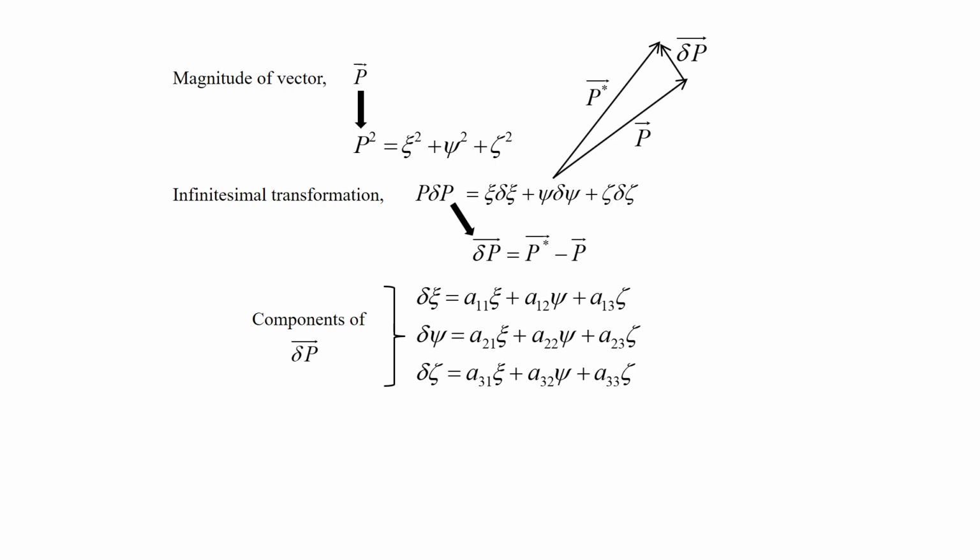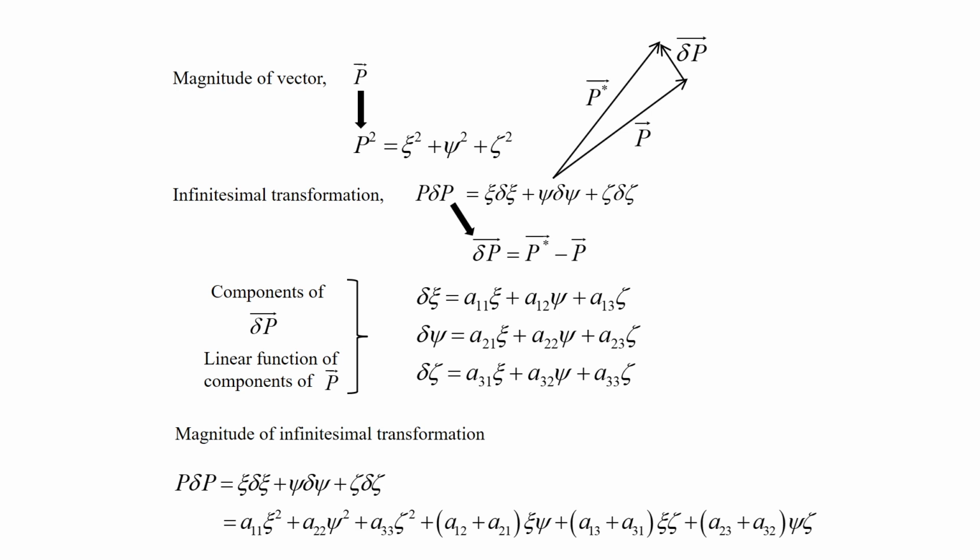Therefore, delta xi is written as a11 xi plus a12 psi plus a13 zeta. Like that, delta psi and delta zeta are also written as linear functions of xi, psi and zeta. We can then substitute this delta xi, delta psi and delta zeta into this expression of p delta p, and we get something like this: a11 xi square plus a22 psi square plus a33 zeta square plus a12 plus a21 into xi psi, like that. So, this whole equation is there.